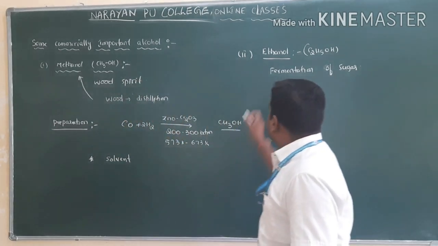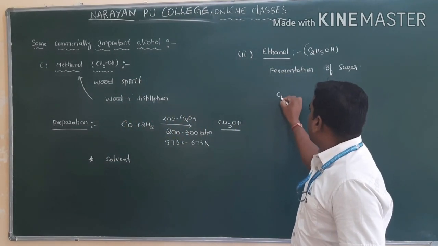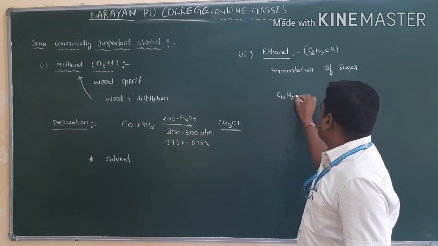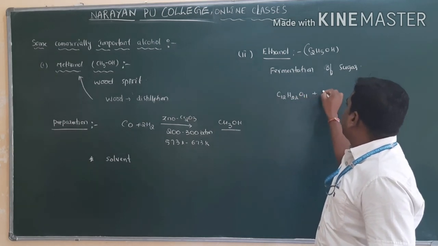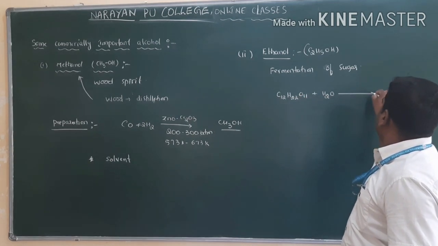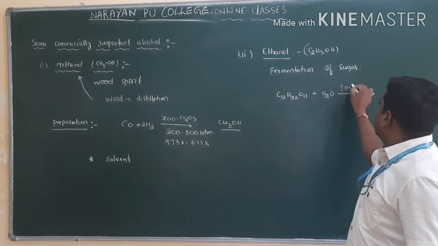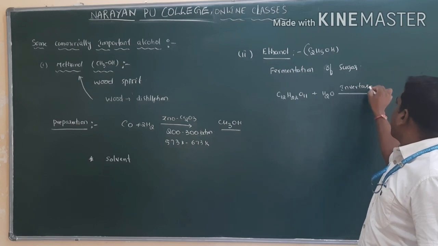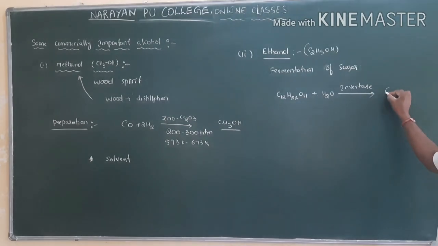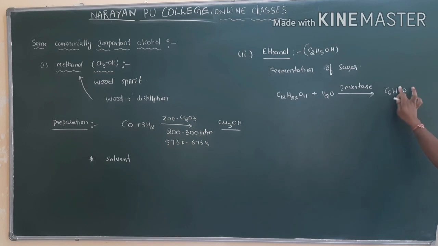Clear? Suppose I take sugar, with the formula C12H22O11. Hydrolysis, that is fermentation in the presence of the invertase enzyme, converts it into glucose, C6H12O6, plus C6H12O6. One is glucose and the other one is fructose. This is glucose and fructose.